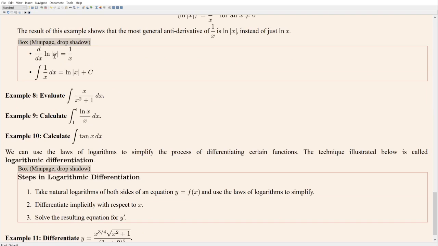So I'll just make a note of that down here. The derivative of log absolute value is 1 over x, and the antiderivative of 1 over x is log absolute value. So this latter thing is something that I really want you to remember. The antiderivative of 1 over x is log absolute value x. Those absolute values do need to be there for this to be correct.